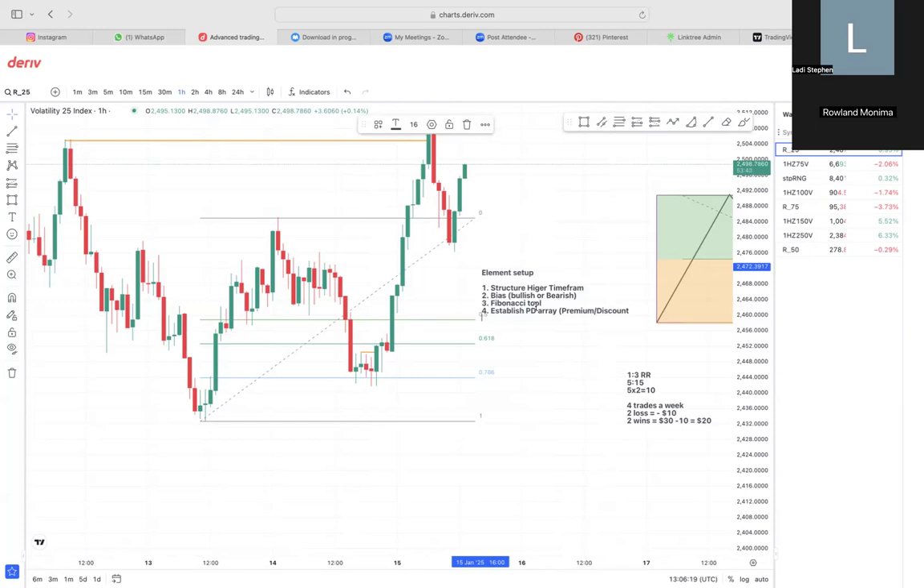Next, once you've established that, you wait for structure to shift like we did here. They call it MSS, market structure shift. You get this confirmation. It was coming down, then you got a low, a high, a lower low, then a break. Once you get that break, you begin to get involved.